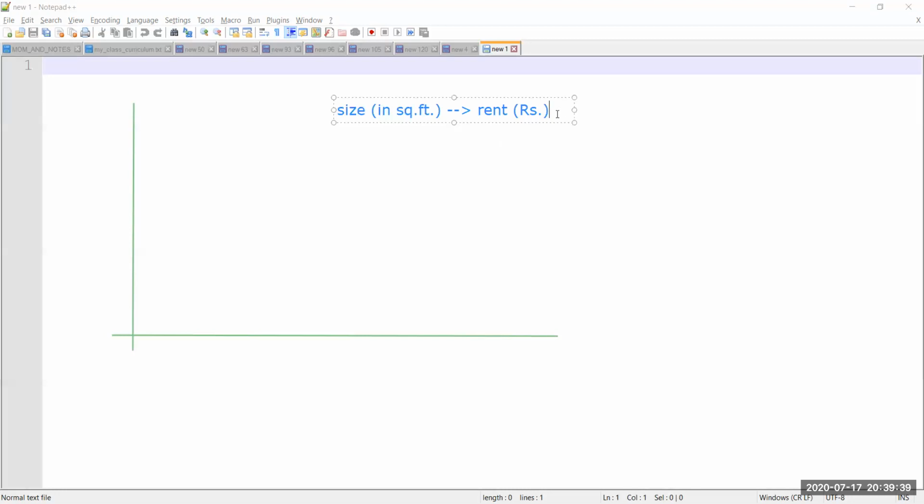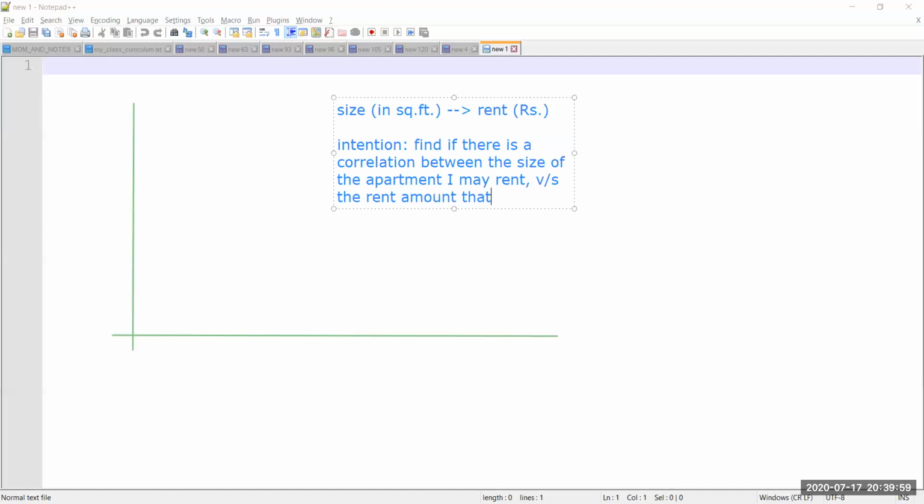So what my intention is here is to find if there is a correlation between the size of the apartment I may rent versus the rent amount that I need to pay.